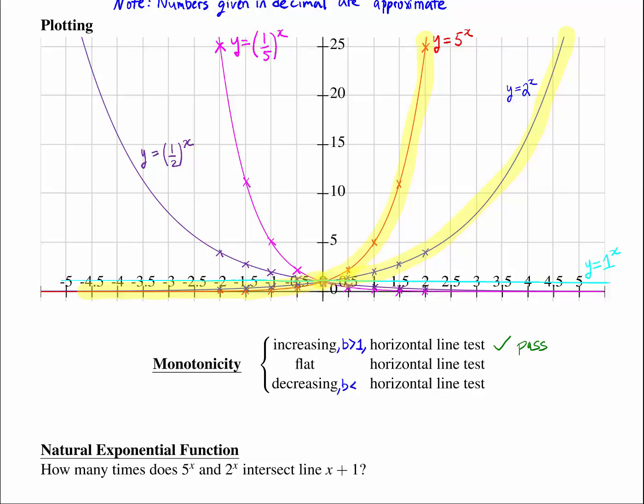In the case where the base is less than 1, these are decreasing functions. They're just the mirror images, so they'll also pass the horizontal line test. The case where b is equal to 1, of course, that's just always 1. It can't pass the horizontal line test because the horizontal line y equals 1 intersects with that everywhere.